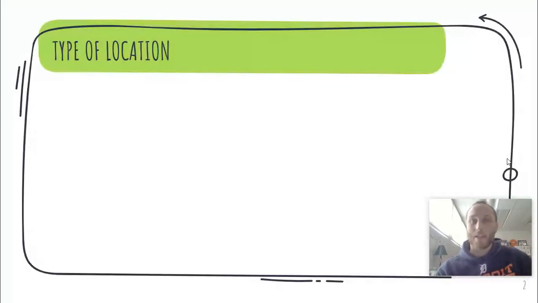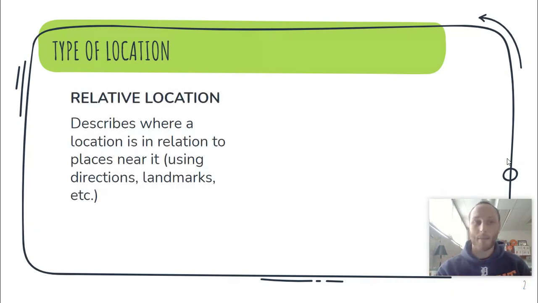So let's start by just really quickly refreshing our brains on two different types of location that you should have learned about before this year. The first type of location that people use is relative location. Honestly, you probably use relative location more than the other type of location that we'll talk about in a second. Relative location basically describes where a location is in relation to places near it.